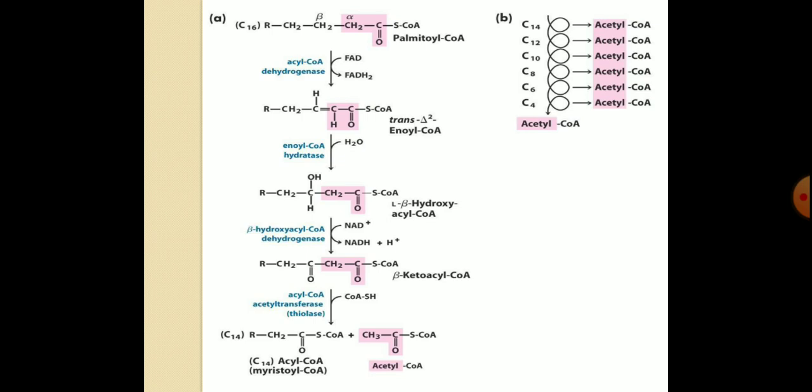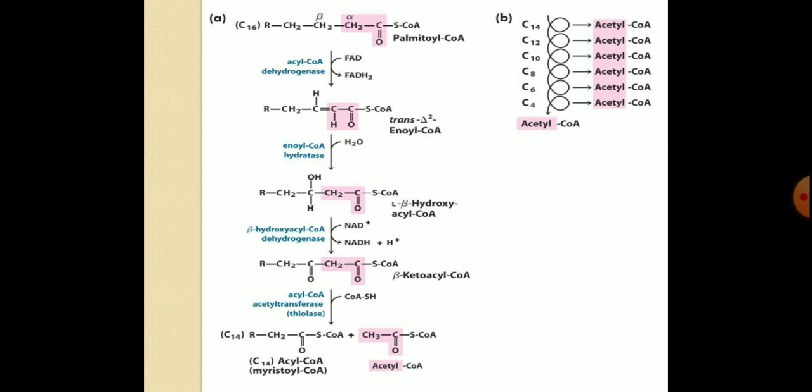After dehydrogenation, there is formation of 1 pi bond with the cleavage of 2 sigma bonds, and the name of the newly formed compound is trans delta 2 enoyl coenzyme A. This trans delta 2 enoyl coenzyme A undergoes a hydration reaction with the addition of a water molecule in the presence of the enzyme enoyl coenzyme A hydratase, and there is formation of L beta hydroxy acyl coenzyme A.